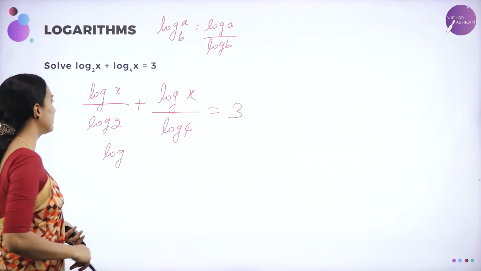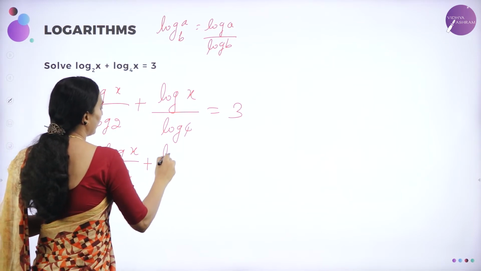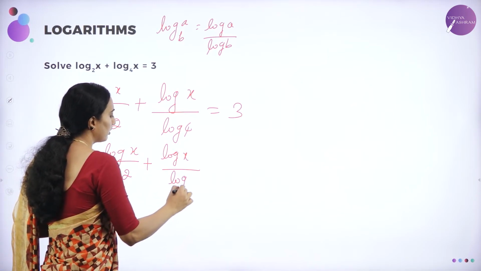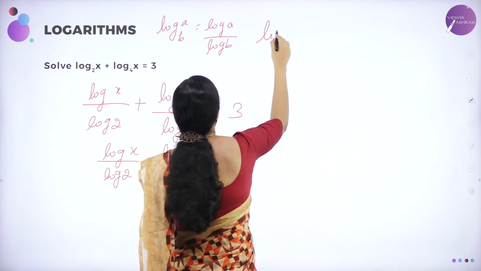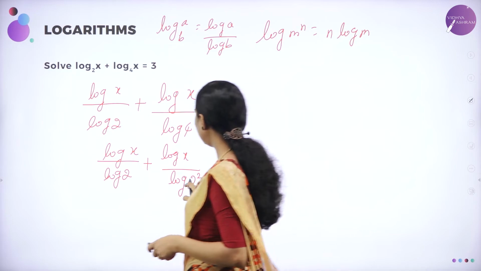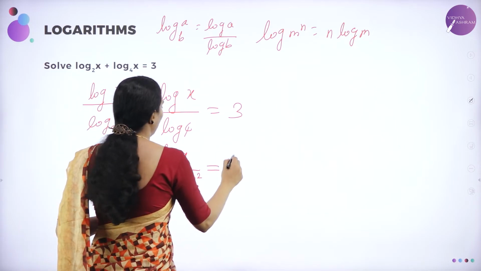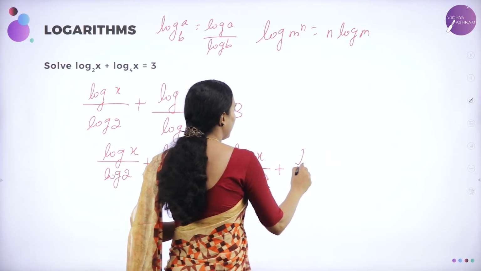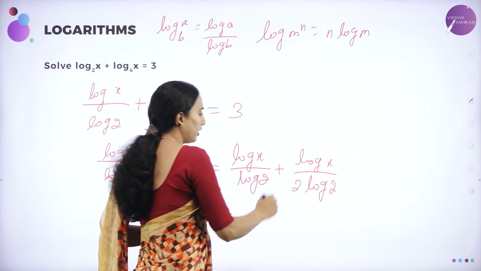Let me write this one like this. See, log x divided by log 2 plus log x divided by log 4, which can be written as how? 4 is nothing but 2 squared, correct? This again according to the formula of log m power n. What is log m power n? Which is n log m. So here n replaces 2, m also replaces 2. Therefore, you can have this one as log x divided by log 2, similarly plus log x divided by 2 log 2.